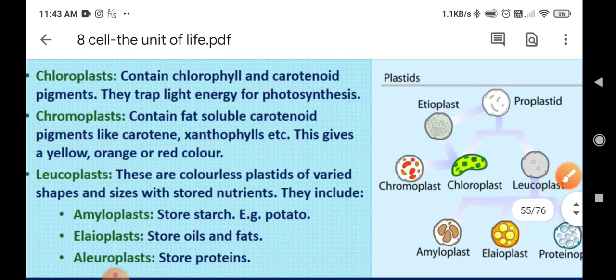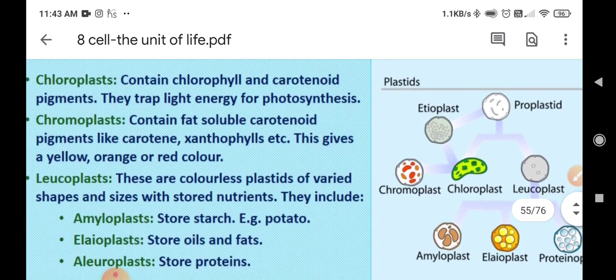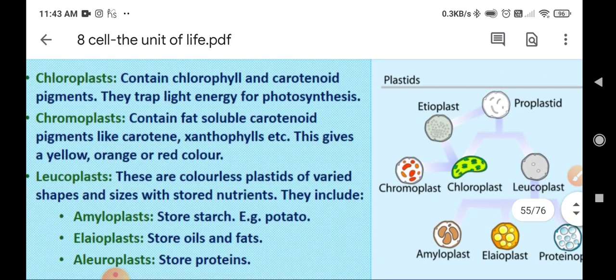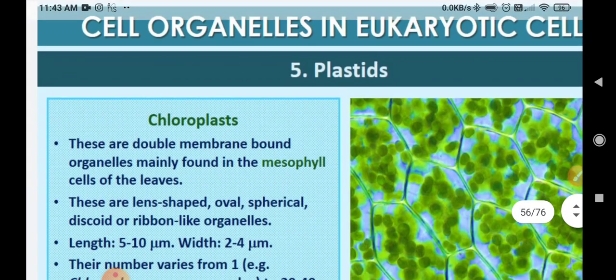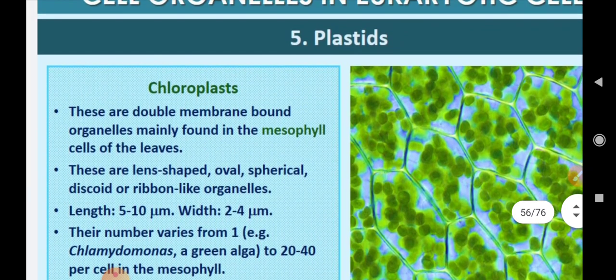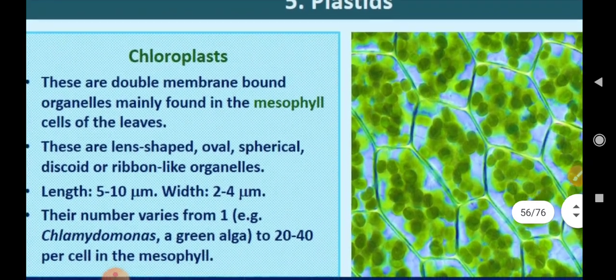So the basic classification of plastids is chloroplast, chromoplast and leucoplast, and leucoplasts are again classified on the basis of the material they store: starch, oil, fats and proteins. Now moving on to the chloroplast, the most important plastids.